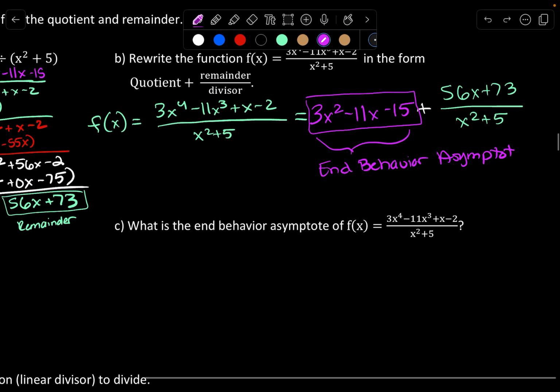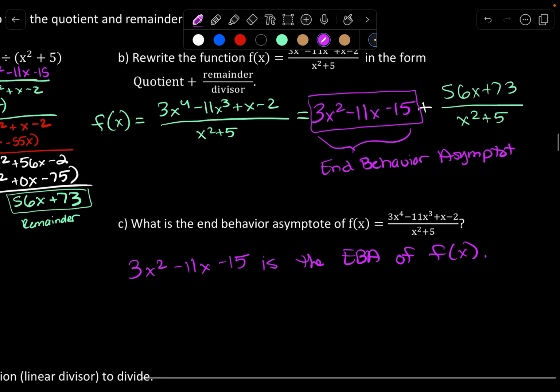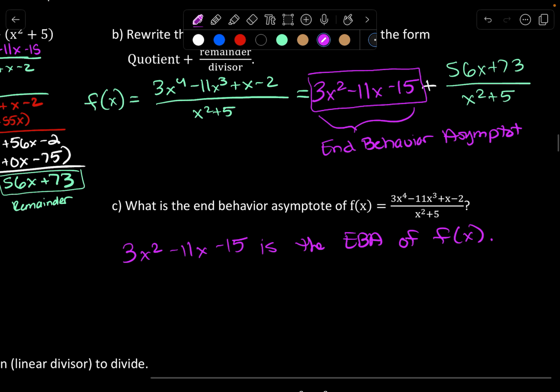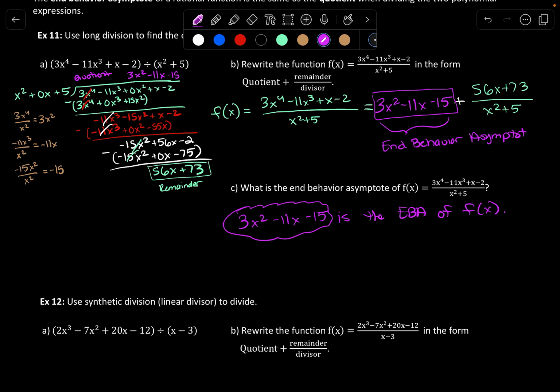And then what is the end behavior asymptote? Well, 3x squared minus 11x minus 15 is the end behavior asymptote of f of x. And again, we're going to dive more into this in rationals. You'll be graphing these, you'll be seeing them in the calculator and things like that. But for now, just get comfortable with your quotient being your end behavior asymptote for this polynomial division.